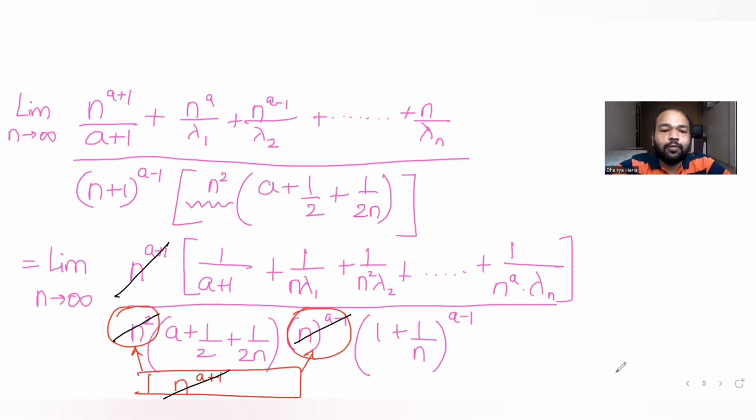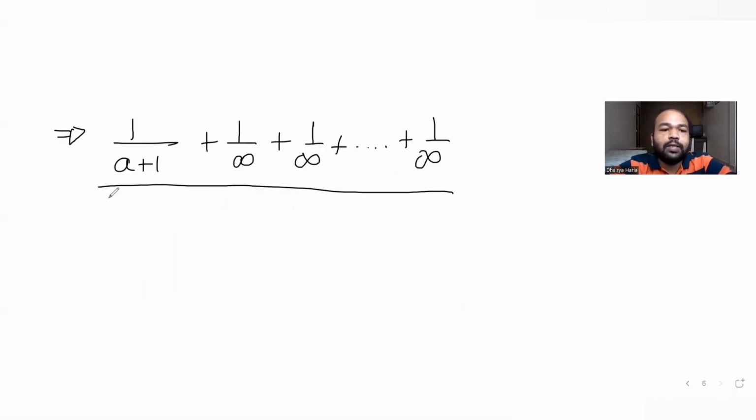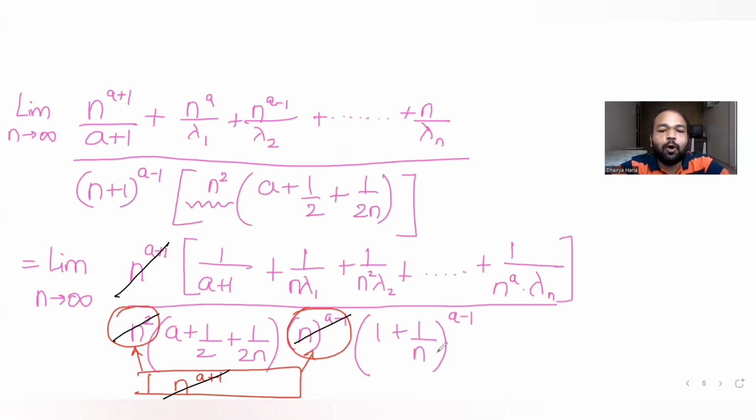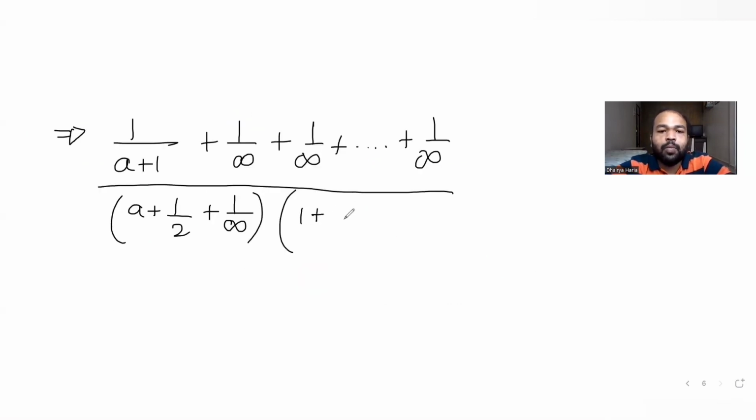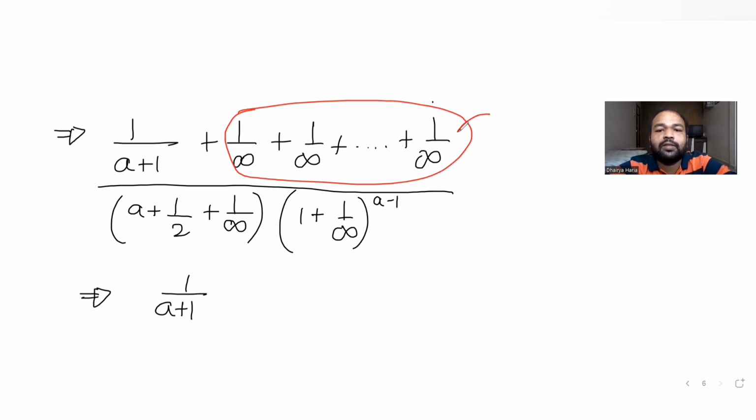in the denominator you have a plus half plus 1 upon infinity again, because n is present in the denominator. Here you get this becoming 1 plus 1 by infinity raised to a minus 1. Now this becomes 1 upon a plus 1. All of these terms which are with 1 upon infinity, 1 upon infinity is becoming 0. So we get all of these terms turning out 0. This also turns out 0.